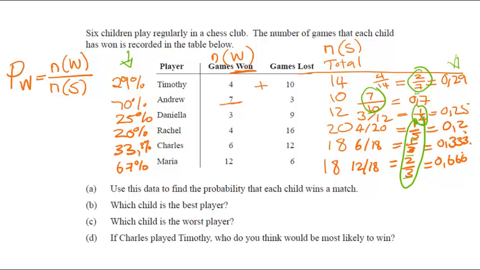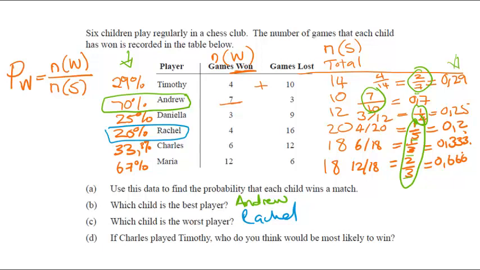Question number B is asking who's the best player. Now remember, this is the probability of winning, meaning that the best player over here is going to be Andrew, because he has got a 70%, or 0.7 decimal, of winning. Next up, who is the worst player? The worst player has got the lowest winning score. That is going to be Rachel, because Rachel wins 20% of the time.